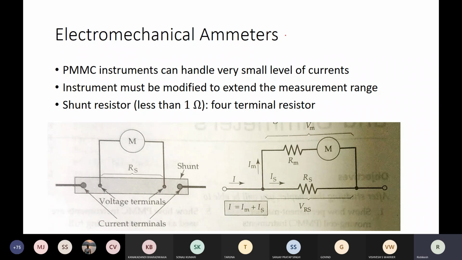So first we'll discuss ammeters, then we'll move on to voltmeter and ohmmeter. Okay. Now in this case, we are going to represent this symbol M for meter. Meter here means the PMMC type of instrument. And symbolically, we know that there is a coil resistance and damping resistance and all, or everything together. We are going to represent it as a meter resistance. So this is the meter resistance.